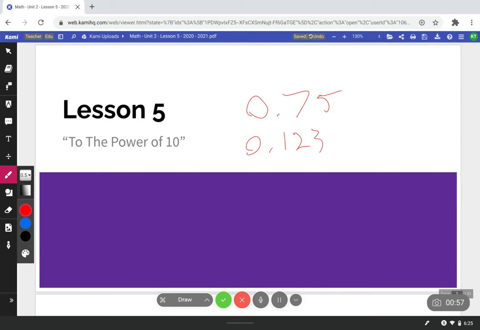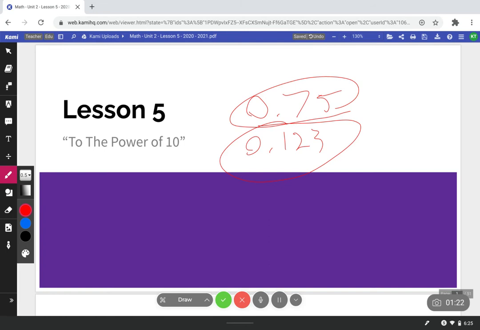No more comfort blanket. We are not going to be saying 0.75 or 0.123 anymore. We are going to say 75 hundredths, 123 thousandths. Now that y'all are comfortable with decimals, we need to get comfortable with saying the proper name.